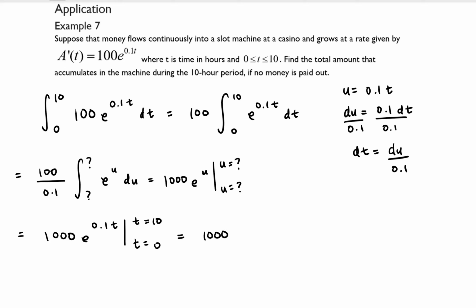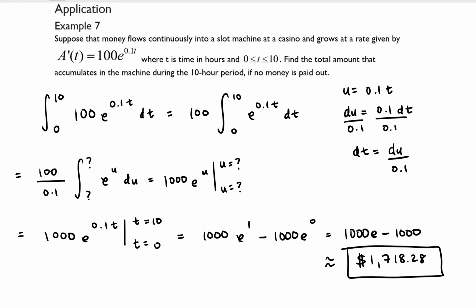So that's going to be equal to 1000 e to the 0.1 times 10 is 1, minus 1000 e to the 0.1 times 0 is 0, and that's going to end up equaling just 1000 e minus 1000, which is approximately $1,718.28. So that is how much will have accumulated in the slot machine after those 10 hours.